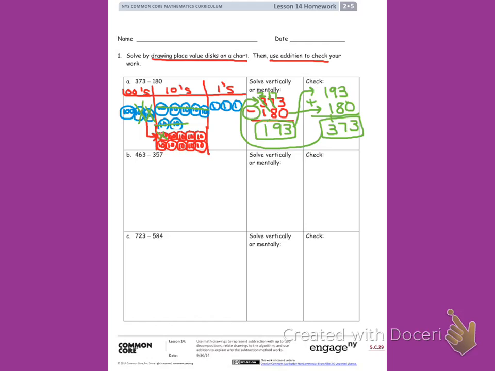If for some reason, though, your sum does not add up to the number that you started with, erase both problems and start over, because that means you got either the subtraction problem wrong or the addition problem wrong. Okay, good luck.